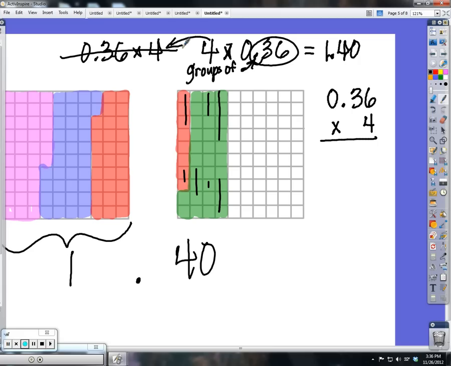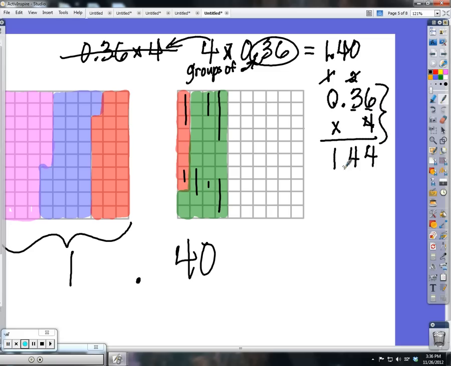Now, let's multiply as usual. 4 times 6 is 24. Put down the 4, carry the 2. 4 times 3 is 12, plus 2 is 14. Put down the 4, carry the 1. 4 times 0 is 0, plus 1 is 1. Move the decimal. In the whole entire problem, there are 2 digits behind the decimal.